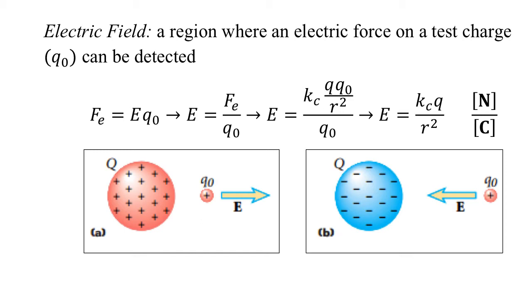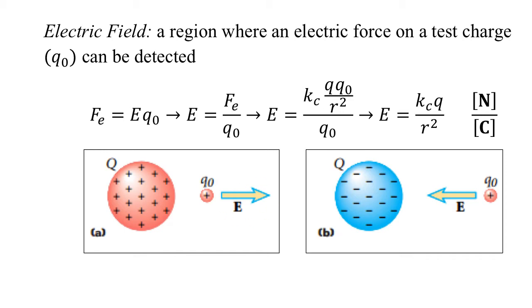Now, if I were to take a proton and bring the proton near a positive source, two positives are going to repel, so the proton would be pushed to the right. So that's what you're physically seeing right here with this arrow.